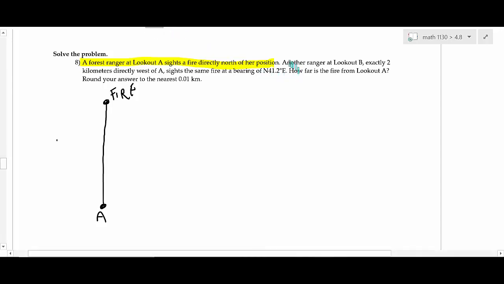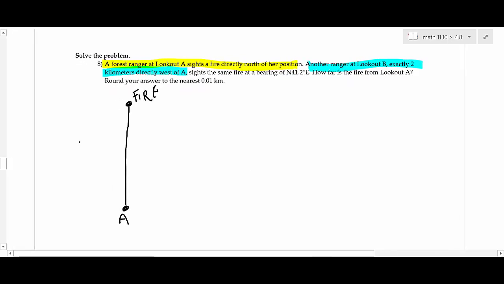Then if you read on, it says another ranger at lookout B, which is directly west of A, sights the same fire. So basically lookout B is to the west, so that's this way somewhere. So that's lookout B, and we're kind of making a triangle as we go, and that distance is 2 kilometers like that. Then it says it has a bearing of north 41.2 degrees east. So I'm going to go straight up like that, and then veer over to the fire like this.